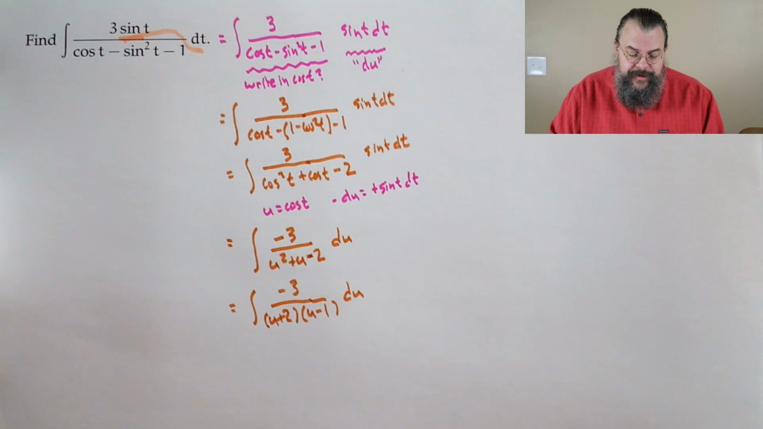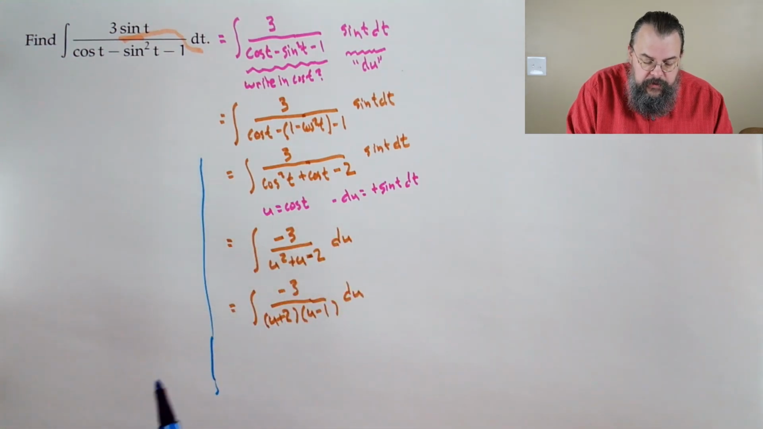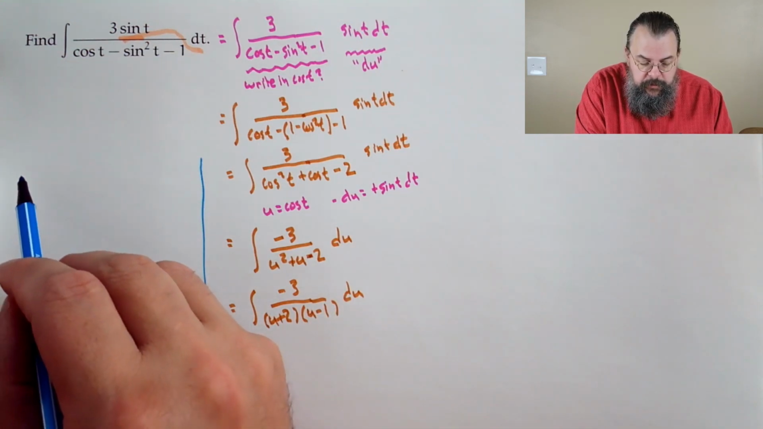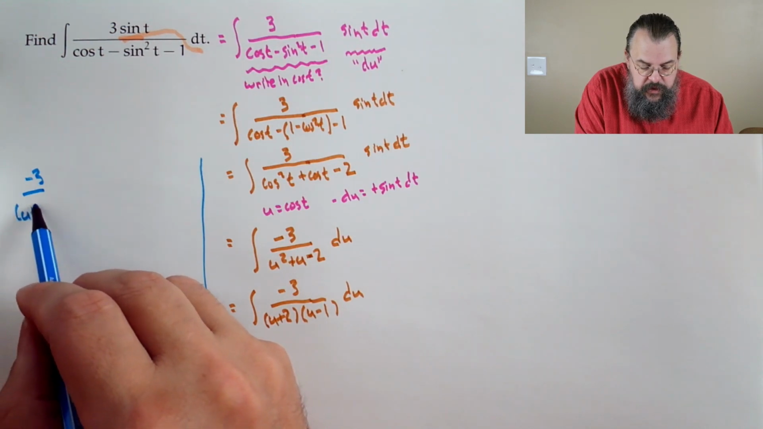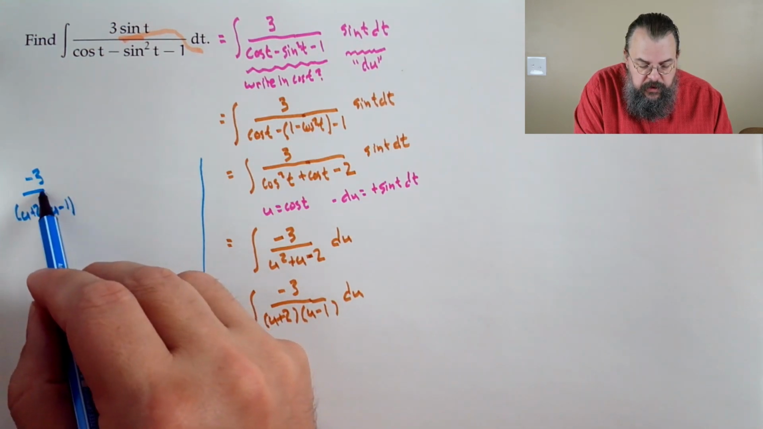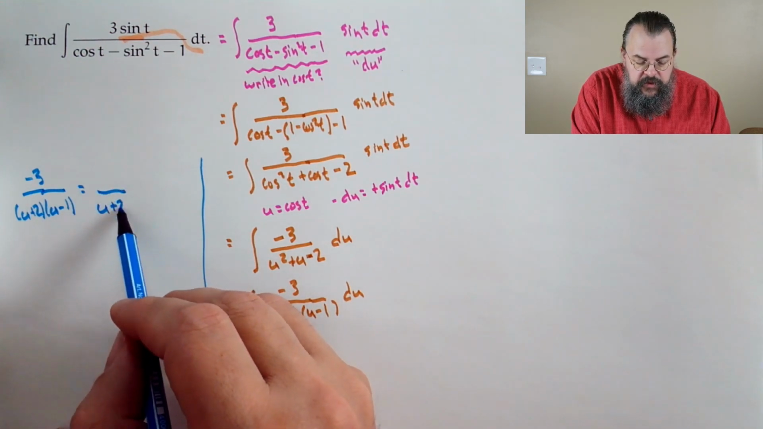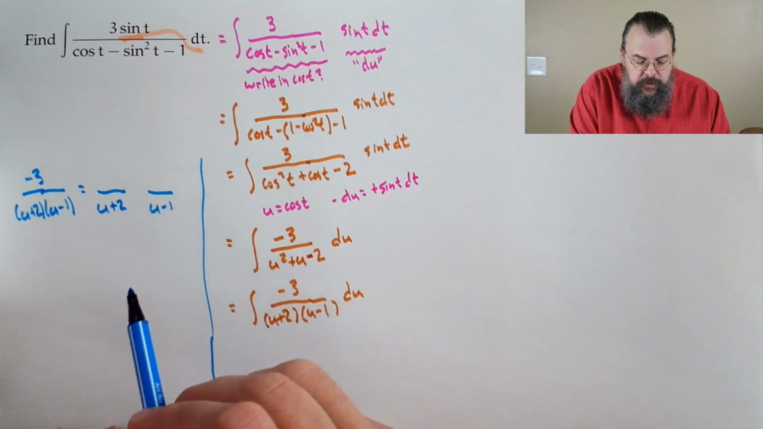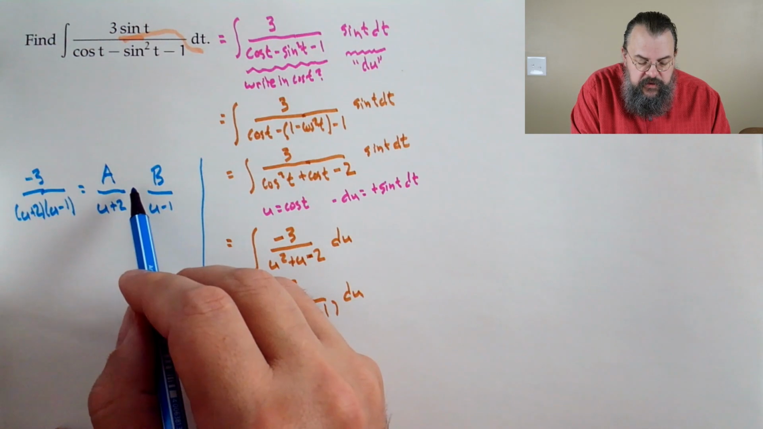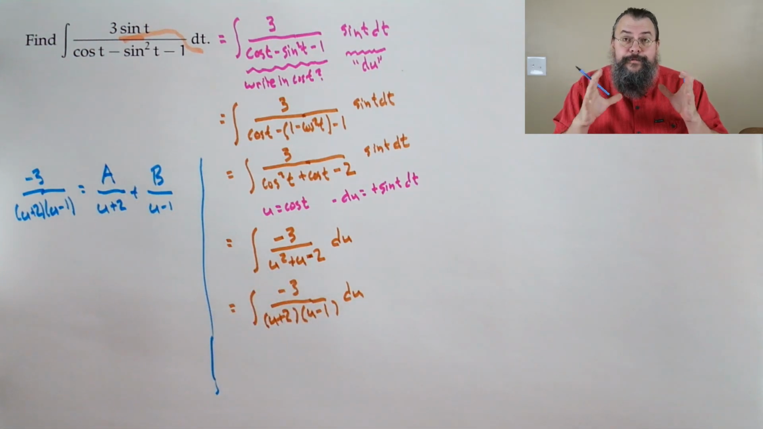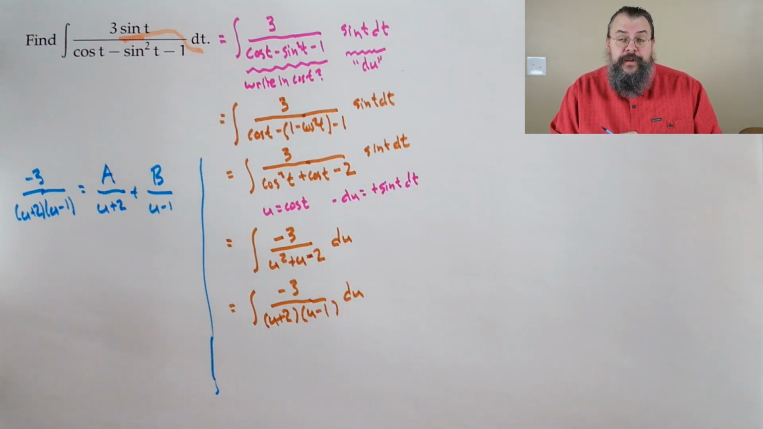Now we're going to move aside, and for a moment, jump over and do some partial fractions. So what do we need to do? Well, we need to work on this form here: minus 3 over u plus 2 times u minus 1. That's downstairs, and that tells us our form: something over u plus 2, something over u minus 1. So that's our mold. We just have to figure out what A and B are.